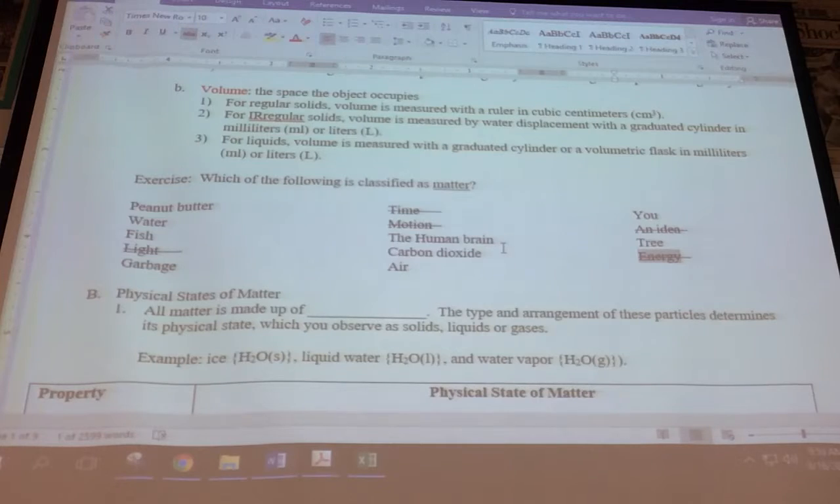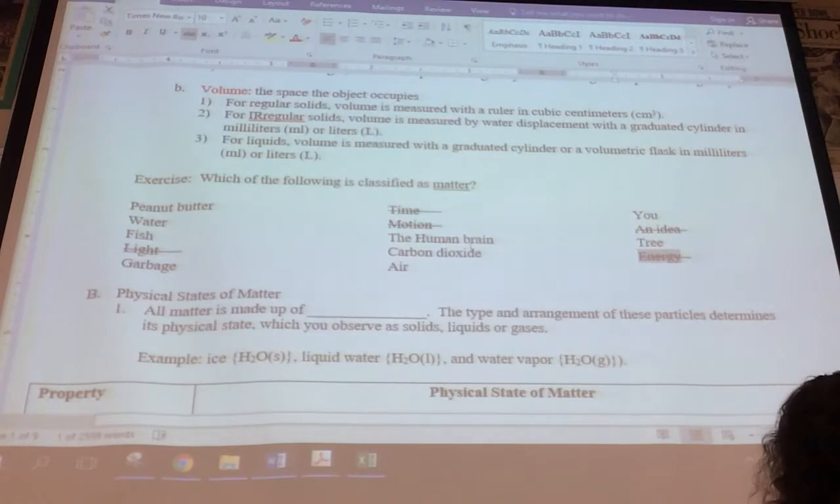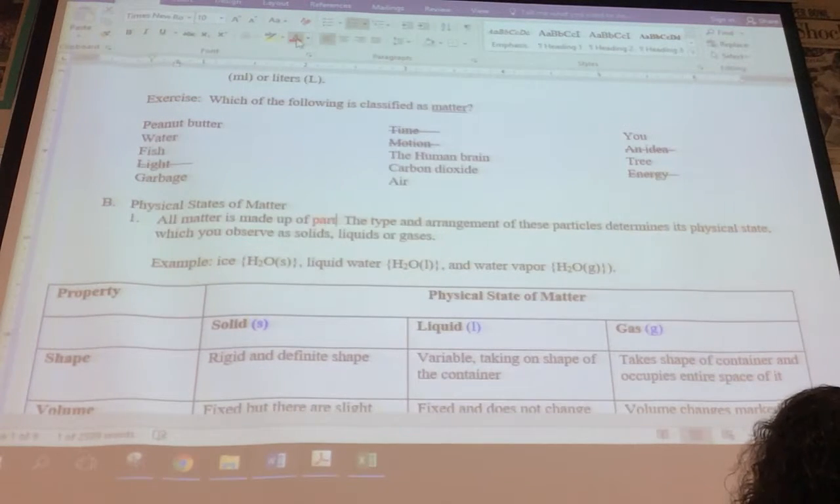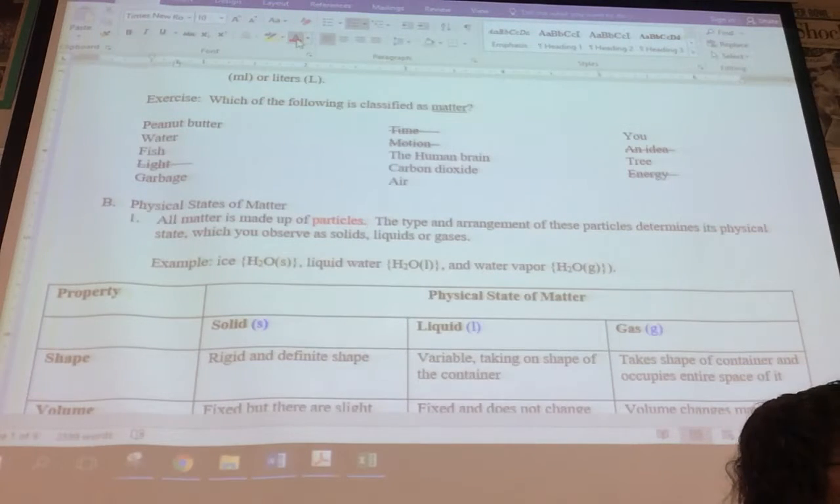Okay, so physical states of matter. We're going to talk about solids, liquids, and gases. And all matter is made up of particles. And the way in which these particles are arranged determines whether you have a solid, liquid, or gas.